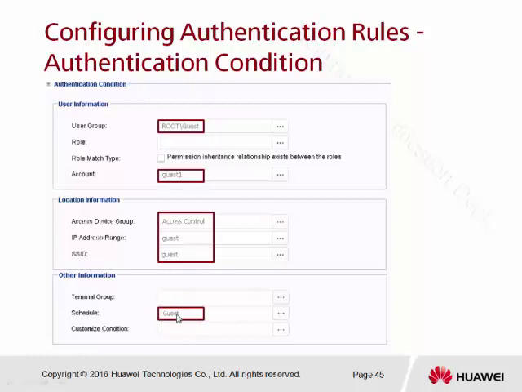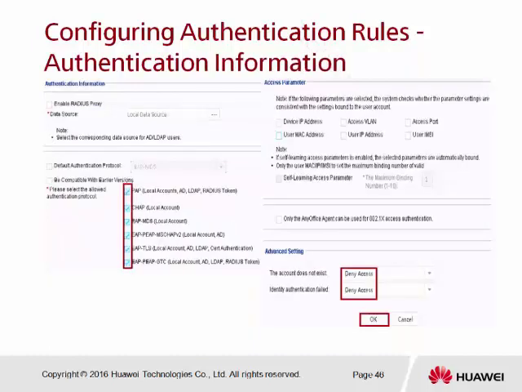So remember just now when we configured the schedule, the schedule name is called guest, so it's only allowed to access this network from Monday to Friday, from 8:30 a.m. to 6 p.m. So this is how we change the authentication here.